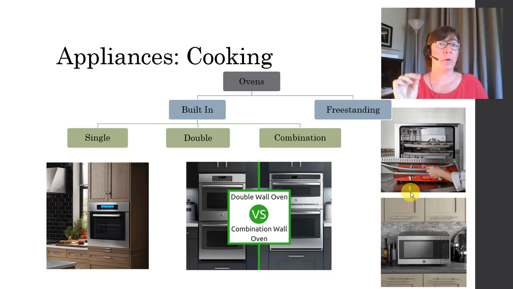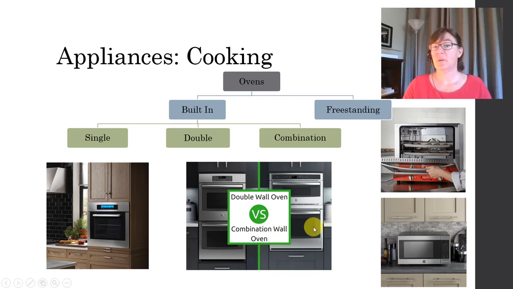The first one we're going to look more closely at is ovens. Ovens come in built-in and freestanding. Most of them are built-in. They can be single, double, or combination. So here's a single oven. It's just one appliance. This is a wall oven. Here is a double wall oven. It's two individual appliances. Okay. In this case, they share a control panel, but they're installed separately.